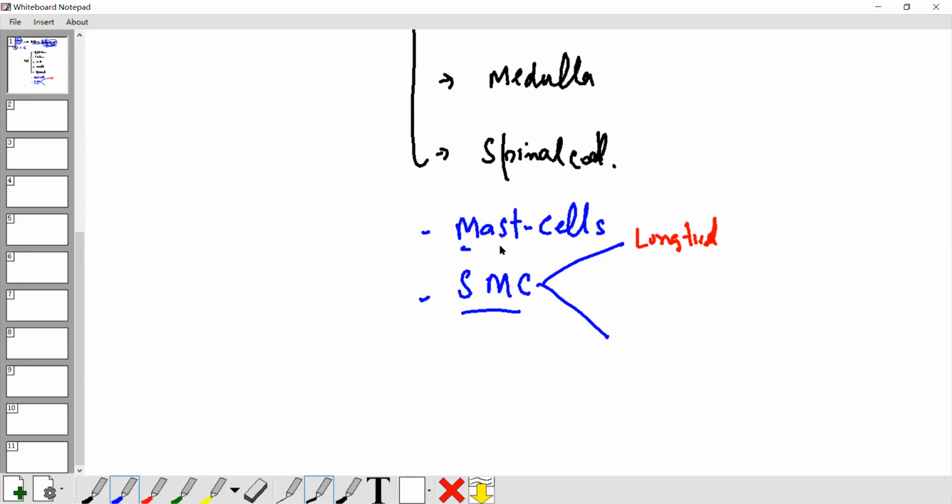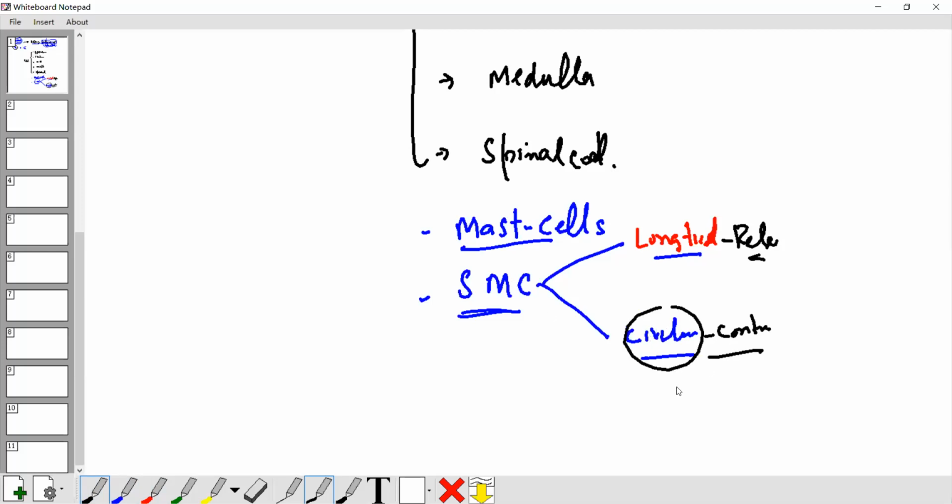Okay, these receptors are present on mast cells. These receptors are also present on smooth muscle, longitudinal smooth muscle and circular. Longitudinal smooth muscle relaxes and circular smooth muscle contracts. So this means opioids are doing what? They close the sphincter.